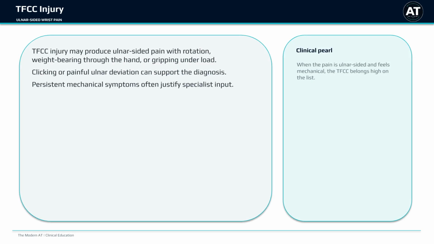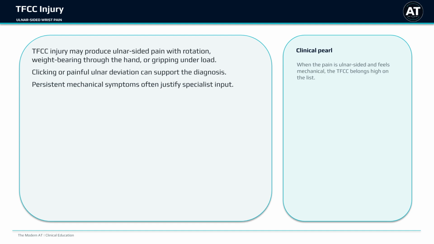TFCC injury usually presents as ulnar-sided wrist pain. The TFCC helps stabilize the distal radio-ulnar joint and supports load transmission on the ulnar side of the wrist. Symptoms may appear with forearm rotation, gripping, ulnar deviation, lifting, pushing up from a chair, or weight-bearing through the hand. Some patients describe clicking, catching, or a deep mechanical ache.